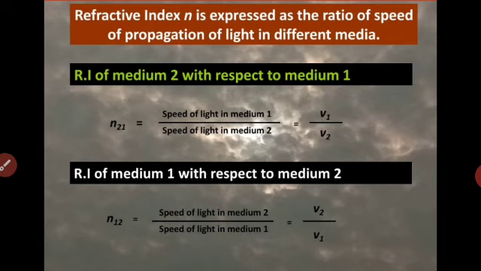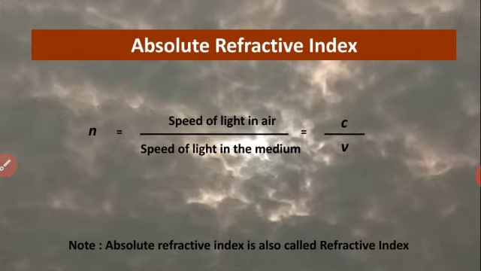If instead of medium 1 and 2 we take medium as air, then we get what we call absolute refractive index. Absolute refractive index n is given by speed of light in air upon speed of light in medium. So, we are comparing the speed of light in any given medium with respect to that of air. This absolute refractive index is also called refractive index.